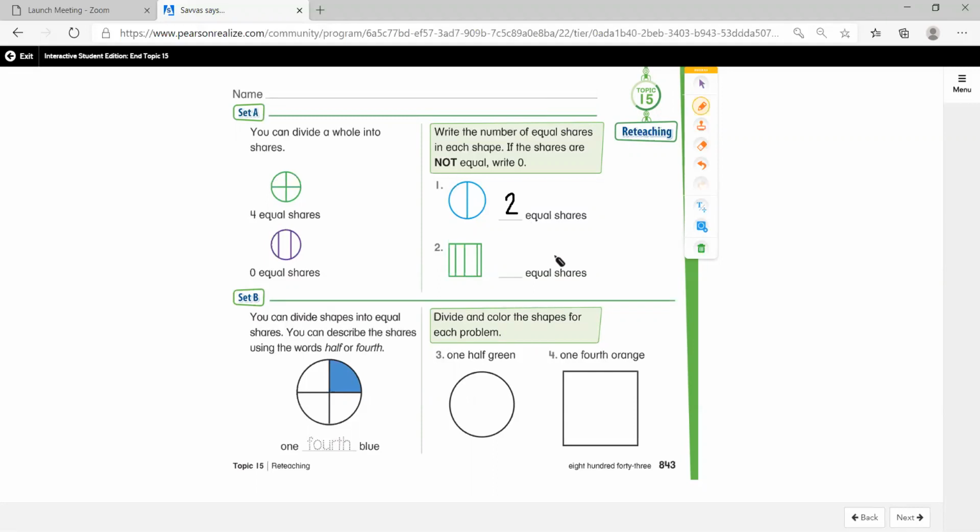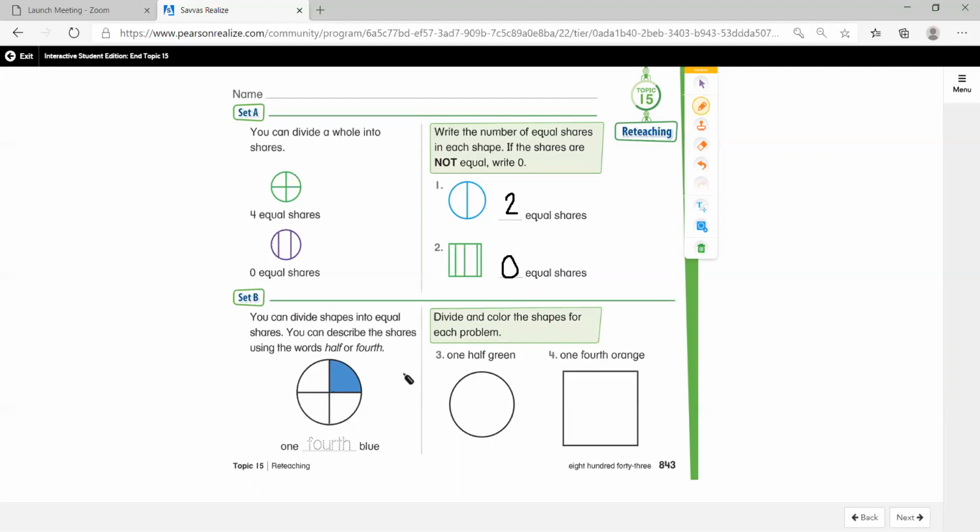In number 2, I can count 1, 2, 3, 4 pieces or shares. However, I notice that they are not the same size. Some are big, some are small. So I'm going to write 0 for my answer because they are not equal.